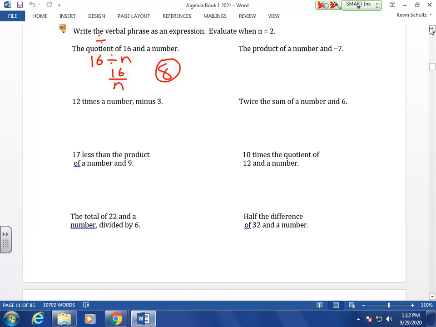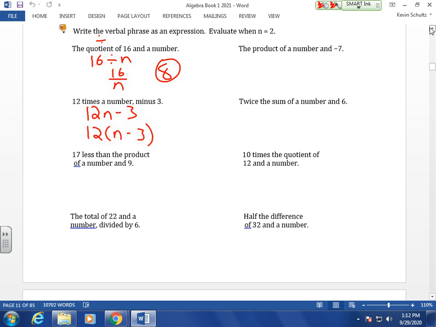I want to talk about the second one here, the next one down. 12 times a number, minus 3. We see a comma there, and commas play an important role. Because if I'm just telling you, write me the expression 12 times a number minus 3, it could be 12 times a number minus 3, or it could be 12 times a number minus 3. Both of those kind of show that same thing, and they have different values. Like we saw in our homework for today, adding parentheses can drastically change values here.